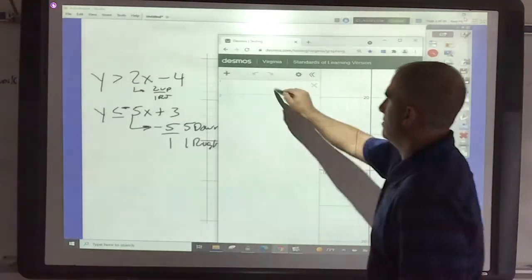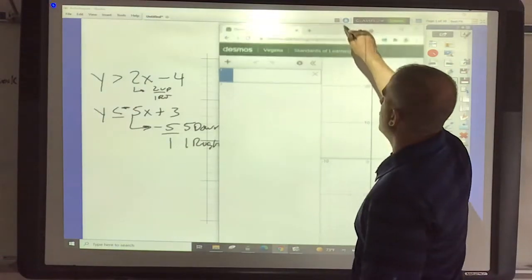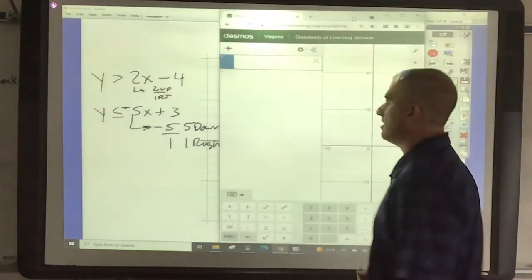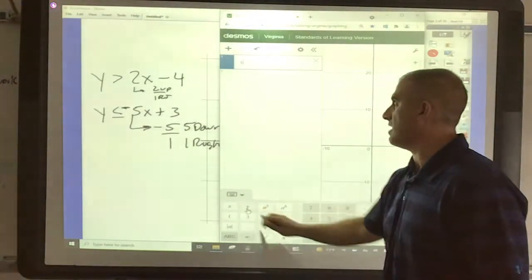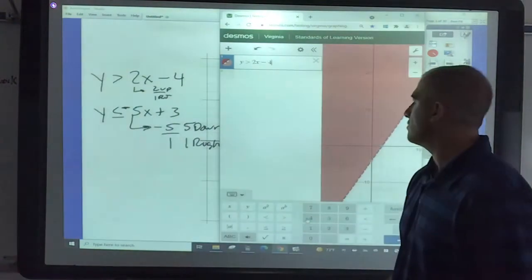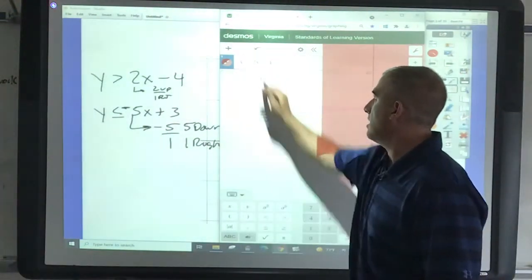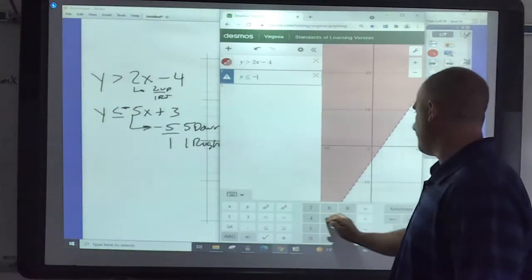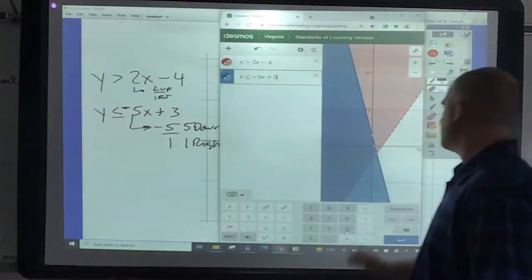I can type those in. Now what I'm going to see in Desmos is y greater than or equal to 2x minus 4, that's one shading. I click down to this one, y less than or equal to -5x plus 3, that's another shading.